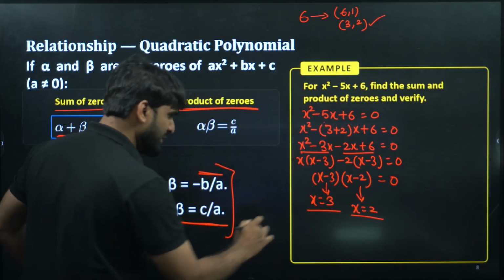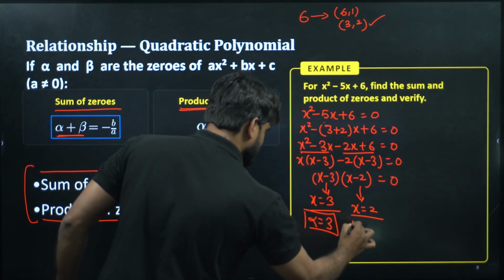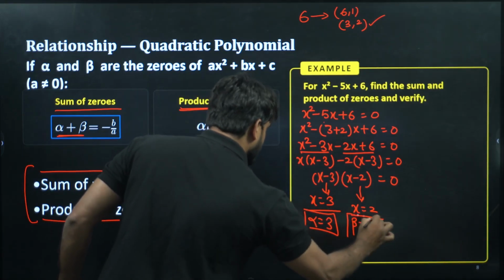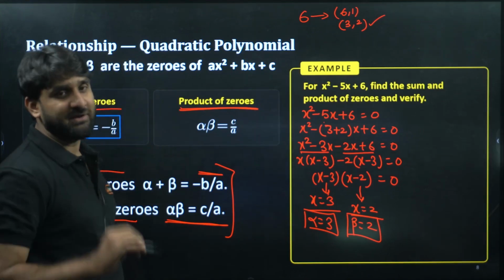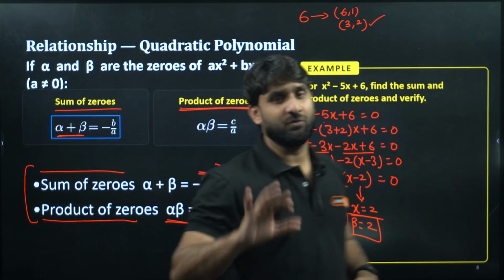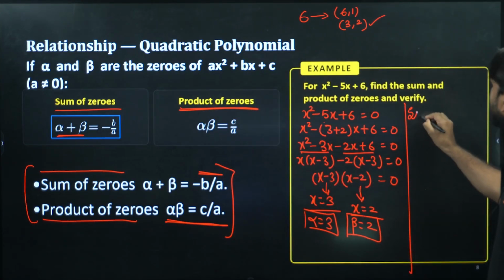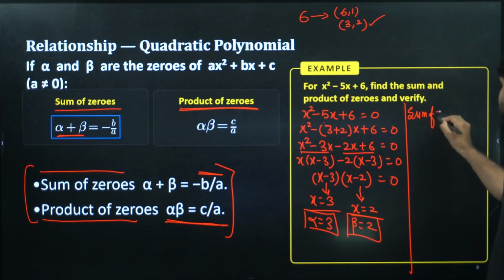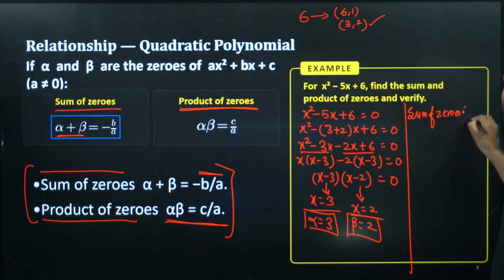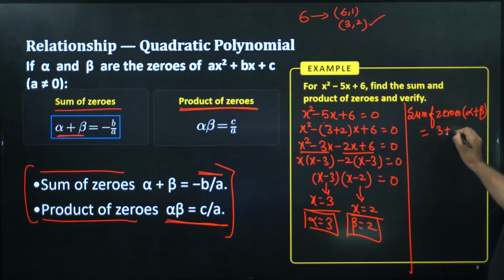Now, you can say first zero as alpha, so alpha will be 3, and the second zero as beta, so beta will be 2. Now, find the sum and product of zeros and verify. Okay. So now find the sum of zeros. Sum of zeros means alpha plus beta, right? So alpha plus beta is what? 3 plus 2, and 3 plus 2 is equal to 5.